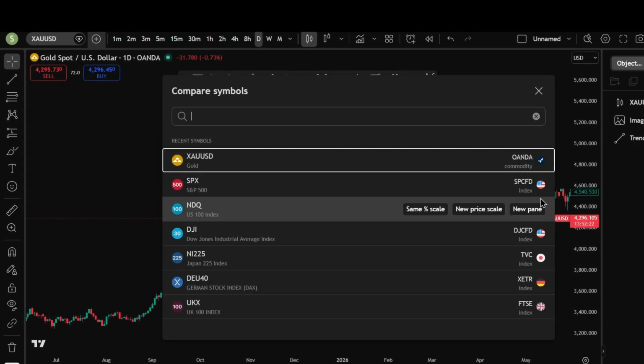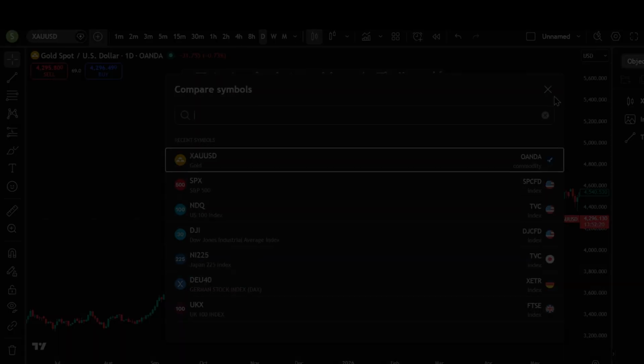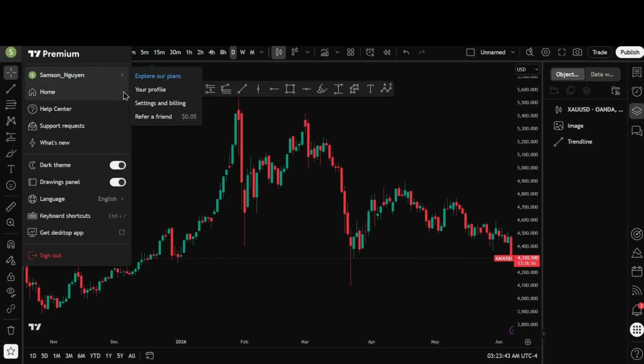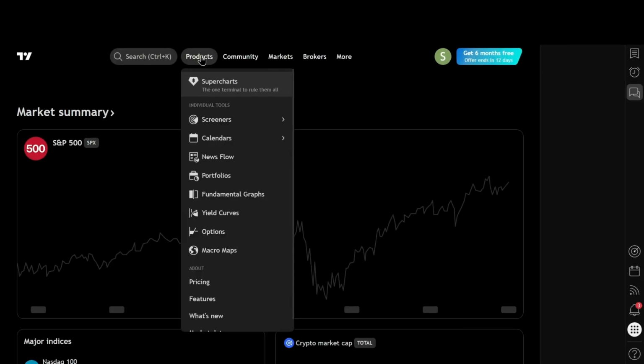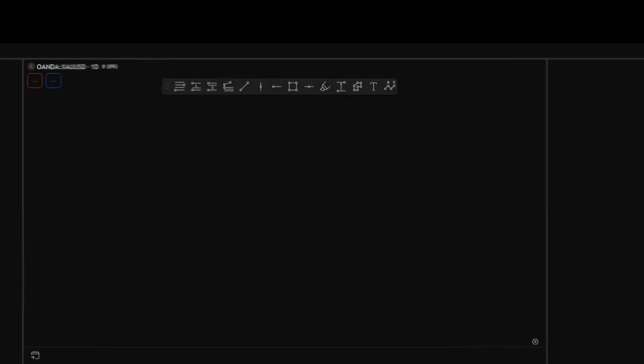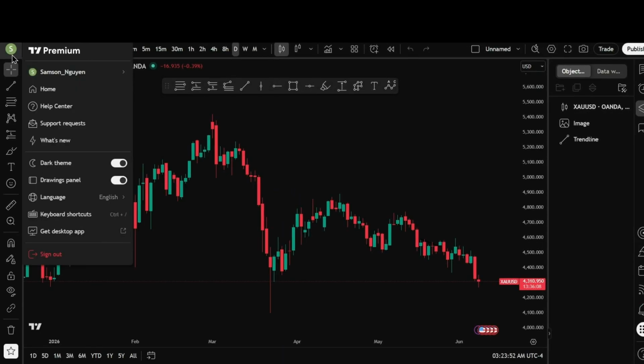This part shows your account information, including the name you're logged in with and your current account type, such as Premium Plus, Essential, or Free. If you have multiple accounts or workspaces, this area lets you manage and switch between them quickly.